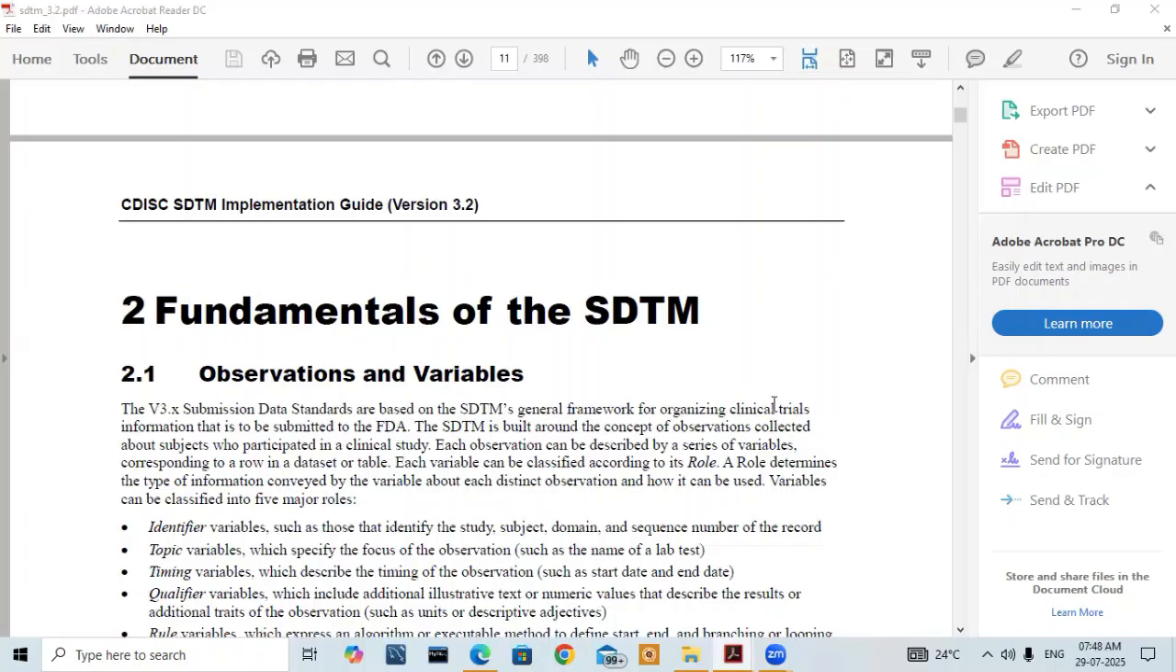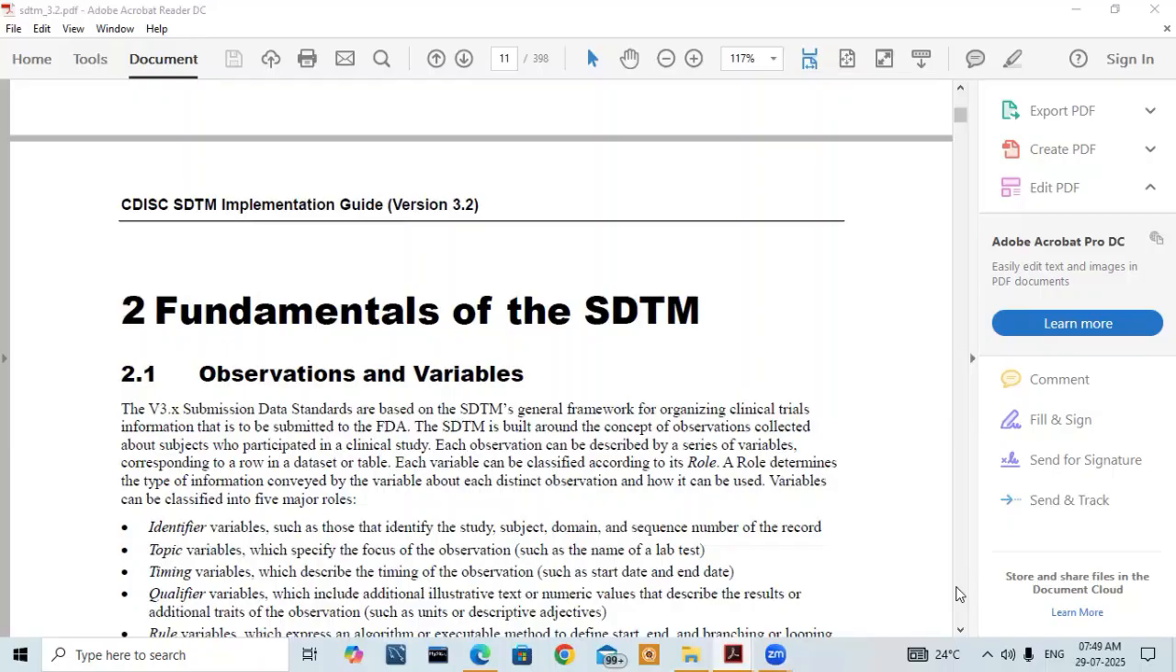You can download any version, 3.3, 3.2, 3.4. I will give you both the 3.2 and 3.4 guides, so don't worry, you can refer to all the guides. There is a little difference. Whatever updates they make, they give in the new version, and whatever new tables they add will be given in the new version. That is the only difference; there is not much difference between versions.